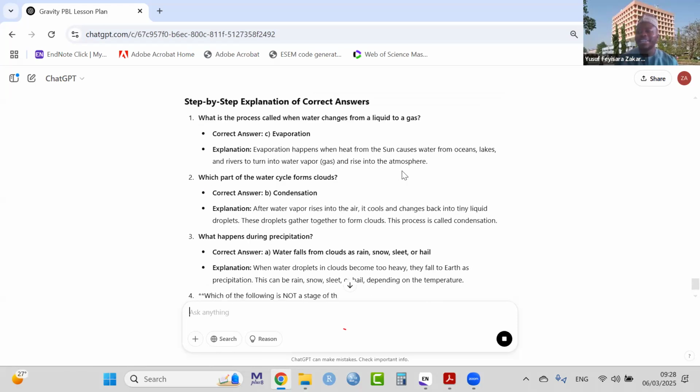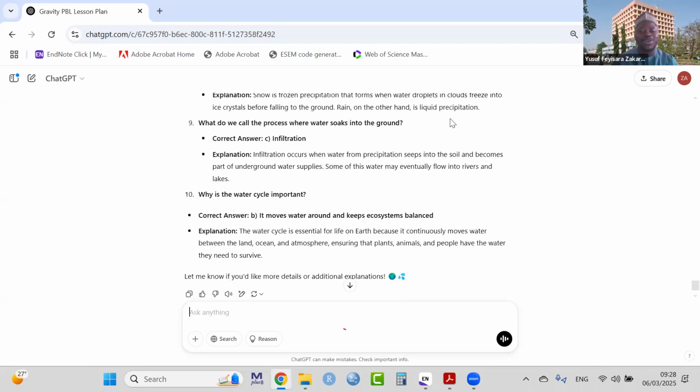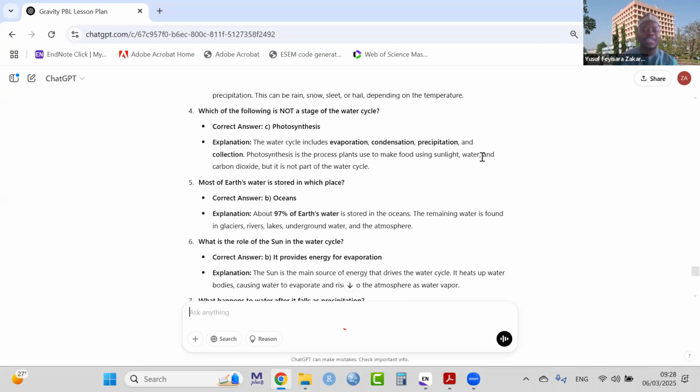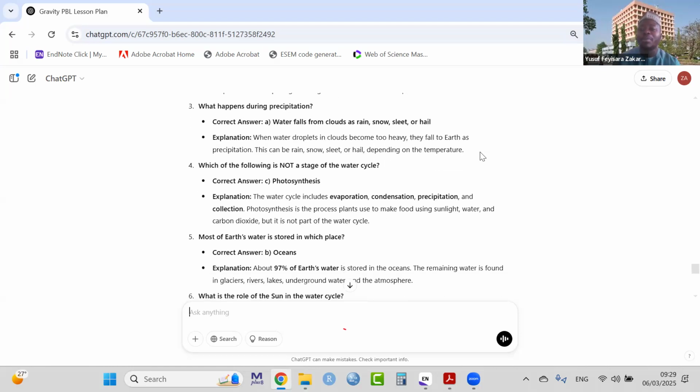So from here, even though you don't know the answer, you can know whether the answer is right or wrong. And at times, while ChatGPT is explaining, it can correct itself. If it has chosen a wrong answer for you and you ask it to explain, it will explain and choose the correct answer. This is very important. Take note of that. So we have the explanation, which you can copy for your students.